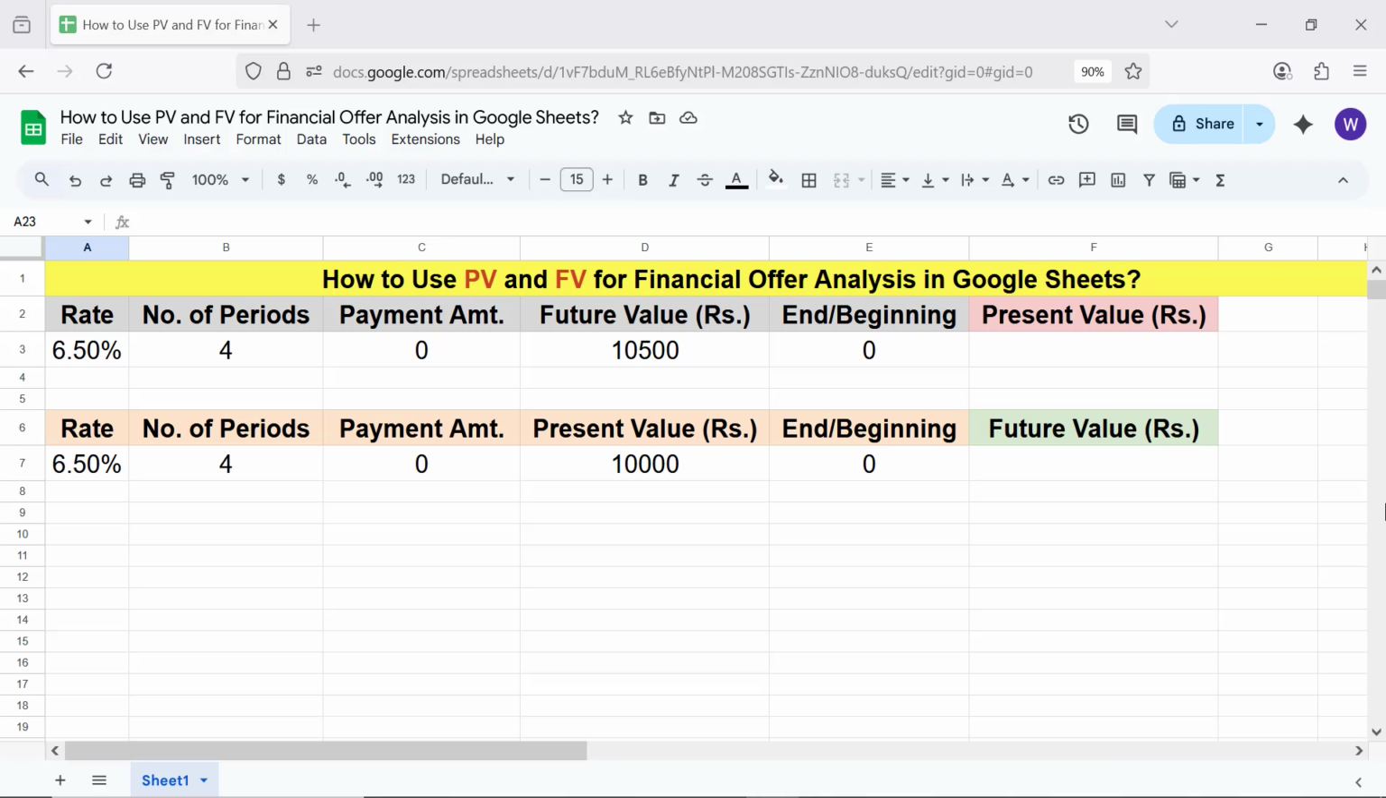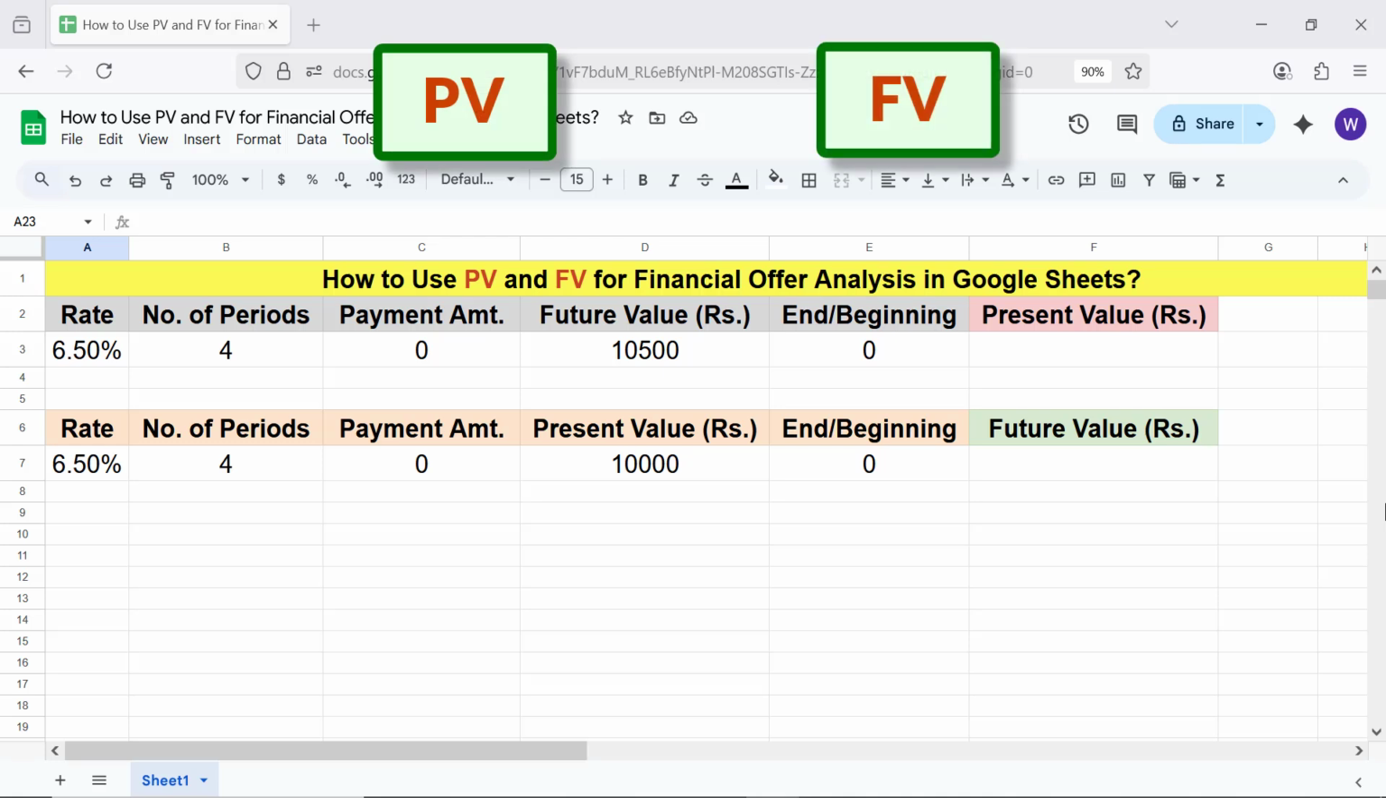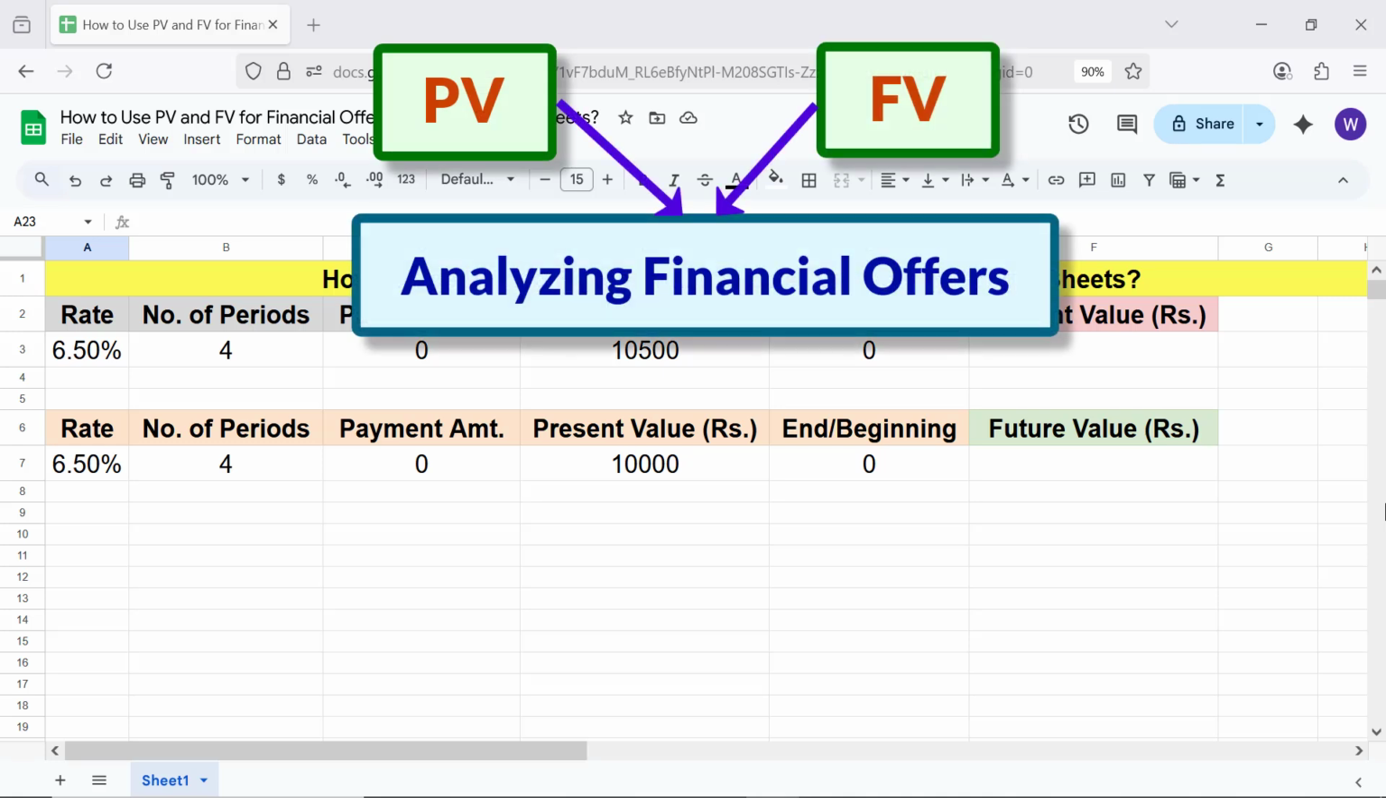Hi folks, greetings. Welcome to this tutorial, which gives the steps to use the PV and FV functions for analyzing a financial offer.